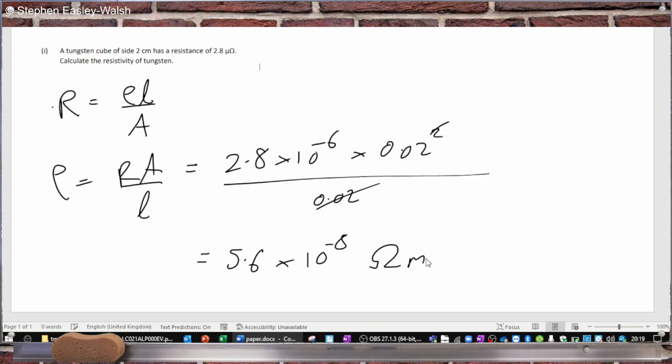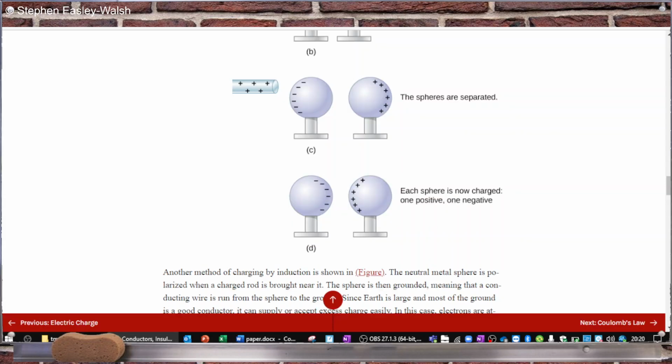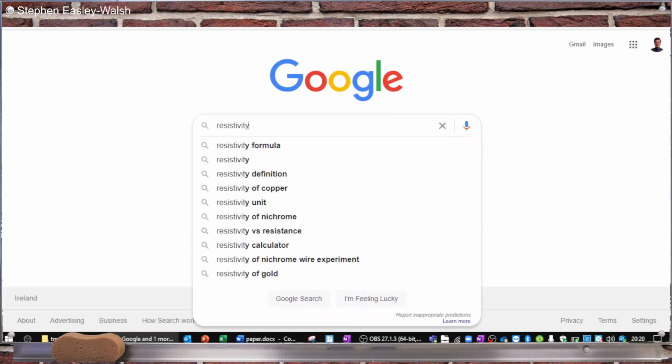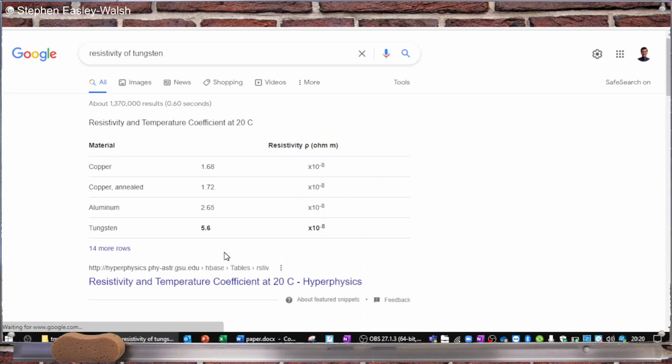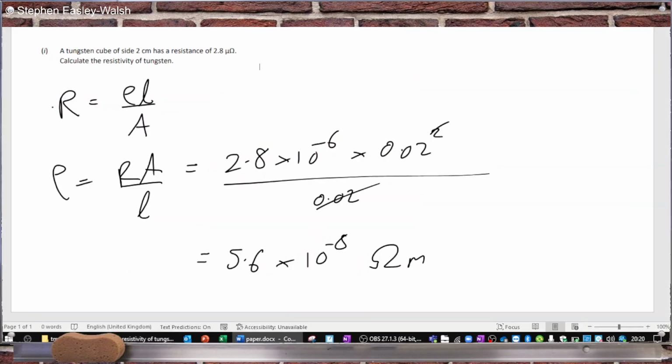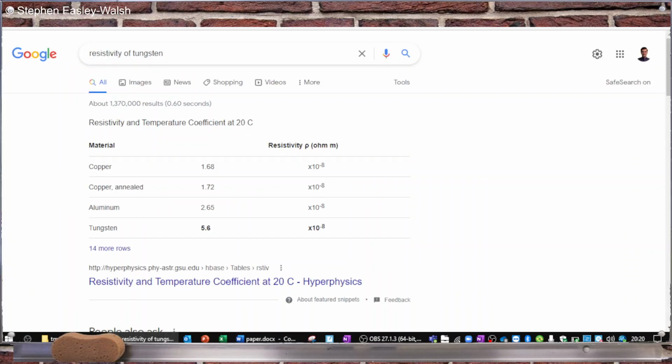We could probably check the answer by Googling the resistivity of tungsten. 5.6 times 10 to the minus 8. Nice.